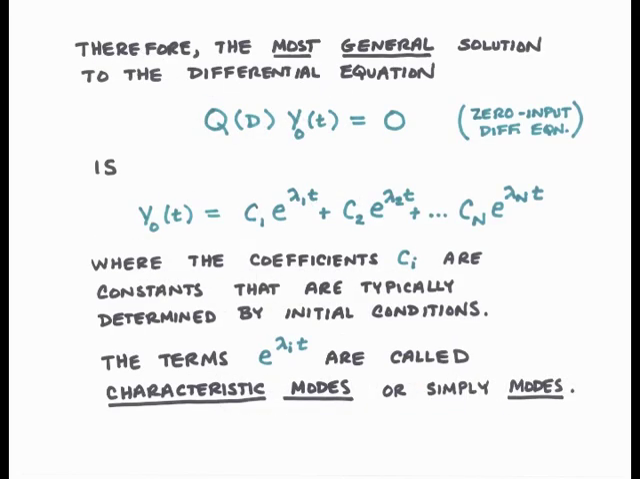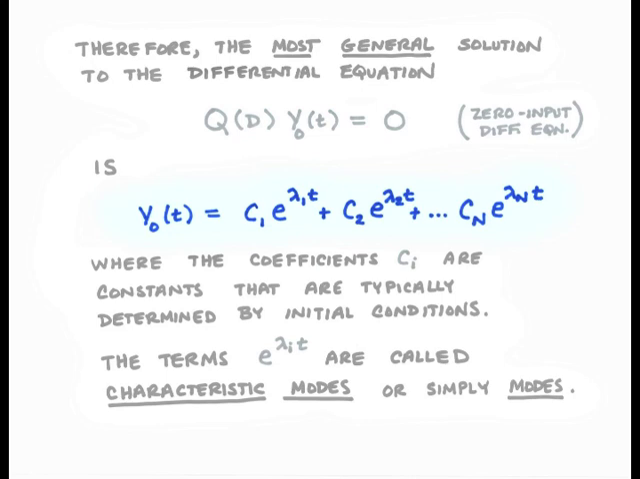This is in fact the most general solution to the differential equation with 0 input. The solution is y0(t) = c1 e^(λ1 t) + c2 e^(λ2 t) plus and so on through cn e^(λn t). That is, we'll do a combination of terms. Each term is given by e^(λj t), and we combine them together in a linear fashion with the coefficients c1 through cn.